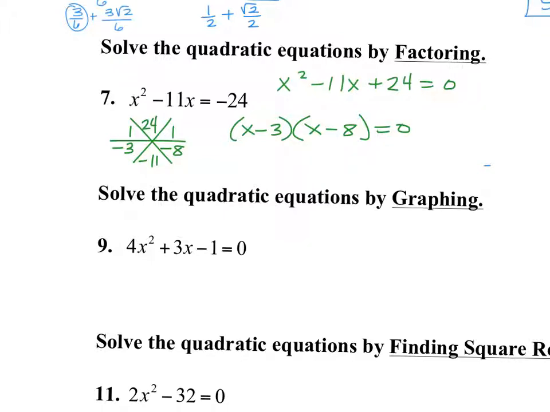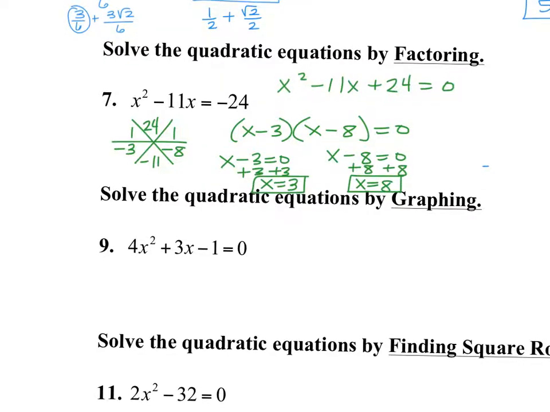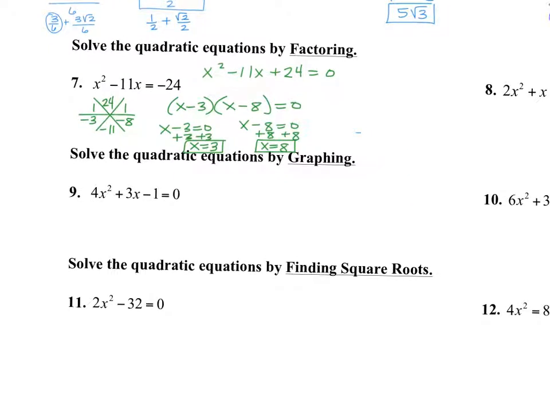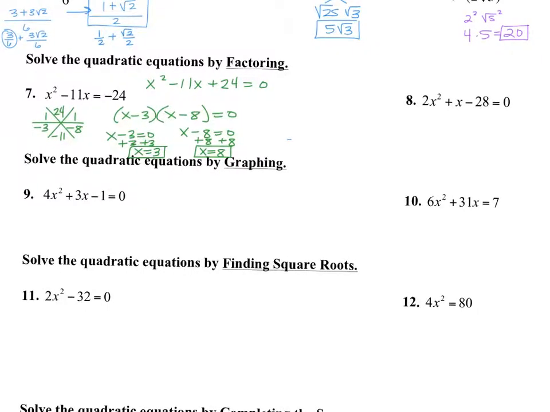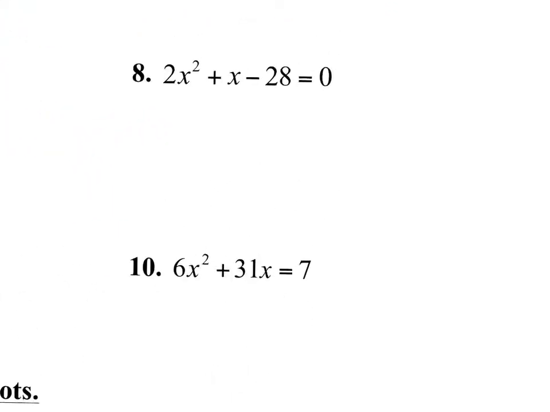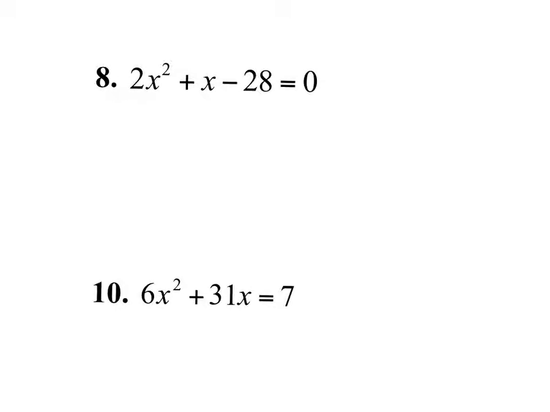But you're not done. You guys are used to being done right here, right? But then we went and actually solved it. So if we're going to solve this, you either know that x minus 3 is 0 or x minus 8 is 0. So add 3, add 8. Your two answers are x equals 3 and x equals 8. Okay? Can I move on? I do. All right, this one, solve by factoring. What do you do?